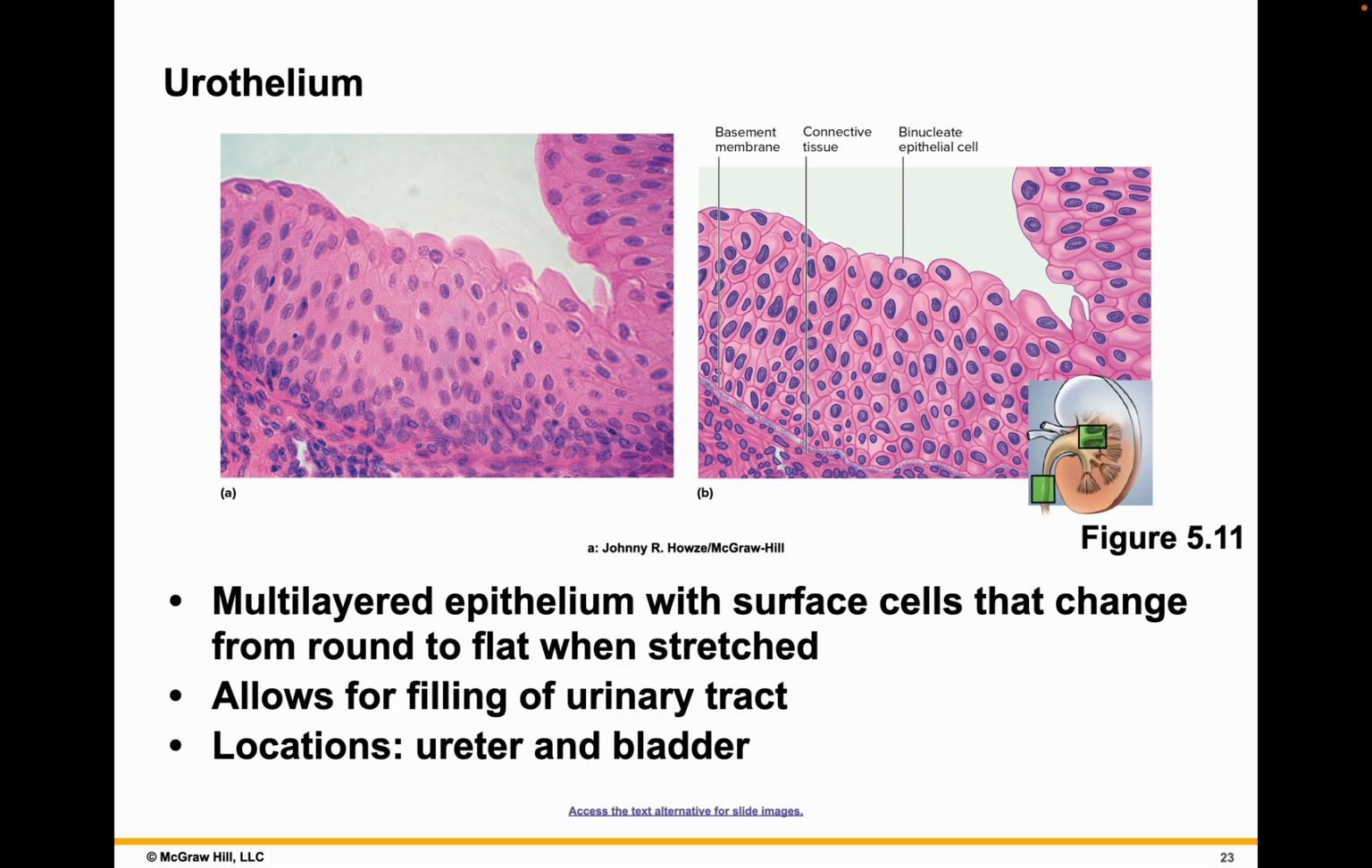Uroepithelium, and I'm sorry, I still think of it as transitional epithelium, is a multi-layered epithelium with surface cells that change from round to flat when they are stretched. They're sometimes referred to as pillow cells. They allow for filling of the urinary tract, and we find them in the ureter and the bladder.